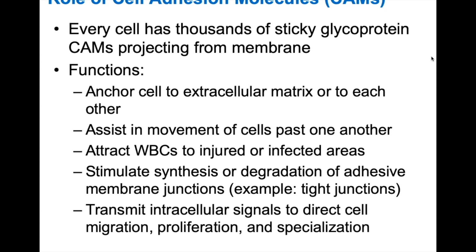They can also attract white blood cells to injured or infected areas. If you have like MHC receptors that are going to display different parts of pathogens to be like, hey, white blood cell, please come phagocytose me because I'm infected. They also stimulate the synthesis or degradation of adhesive membrane junctions called tight junctions, which we're going to talk a little bit more about later. And then they can also transmit intracellular signals to direct cell migration, proliferation, and specialization. So this allows cells to communicate with each other in order to coordinate different activities.